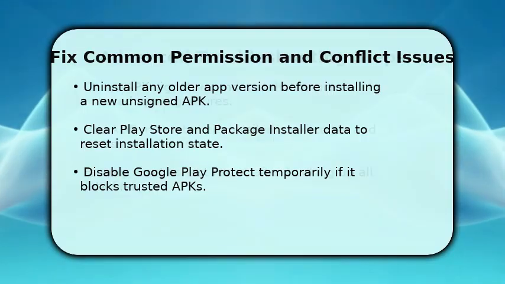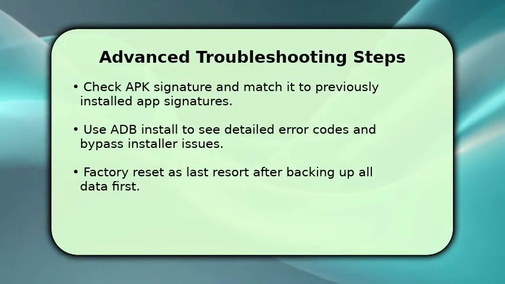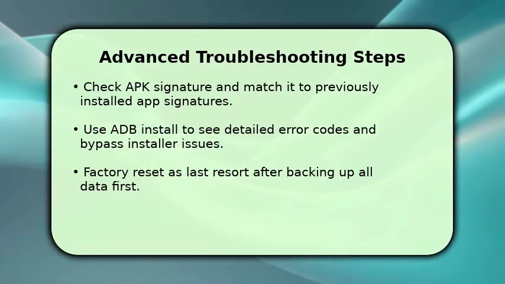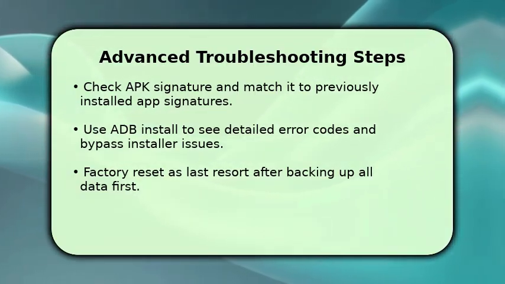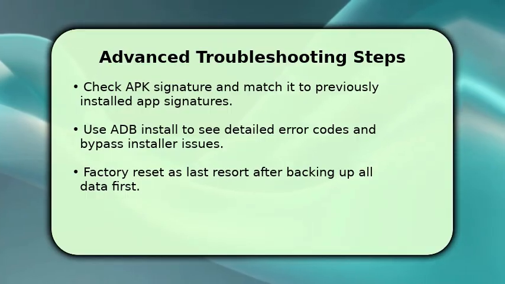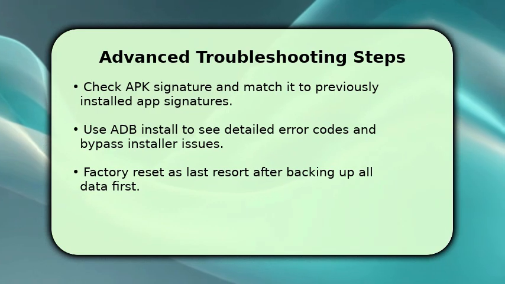Use advanced troubleshooting only if basic steps did not fix the problem. Check the APK signature and match it to previously installed app signatures to rule out signature mismatch. Use ADB install from a computer to see detailed error codes and bypass some installer limitations.